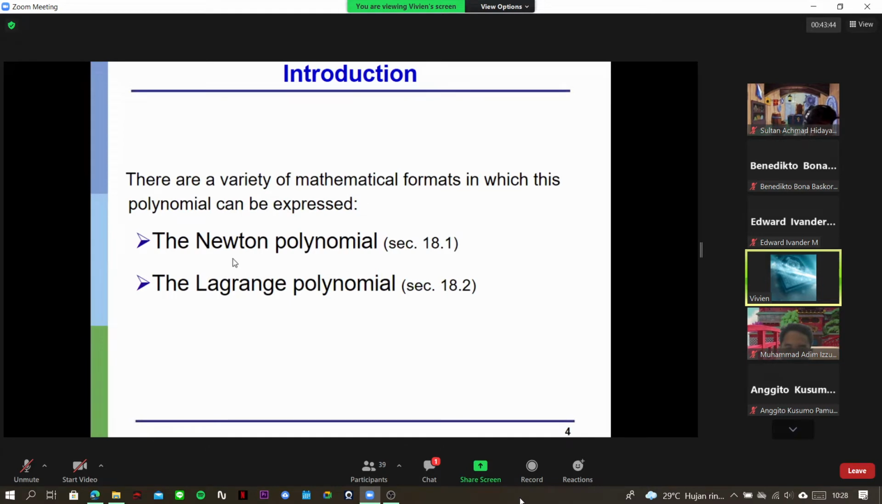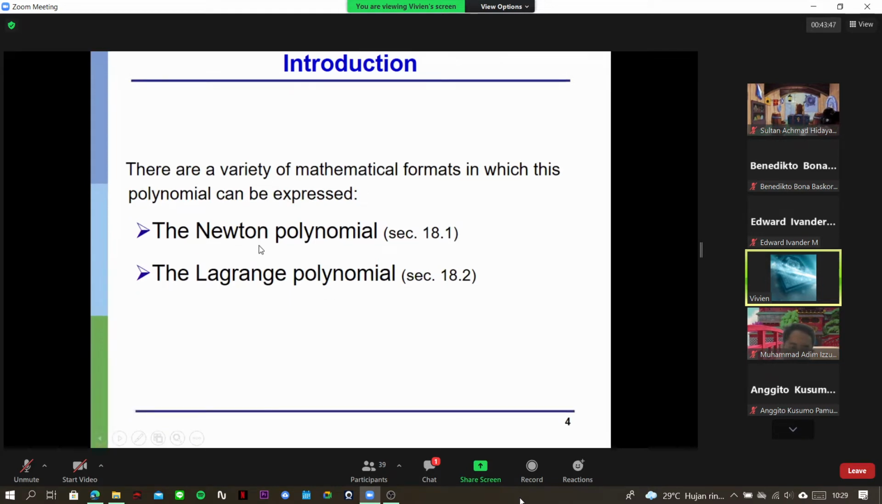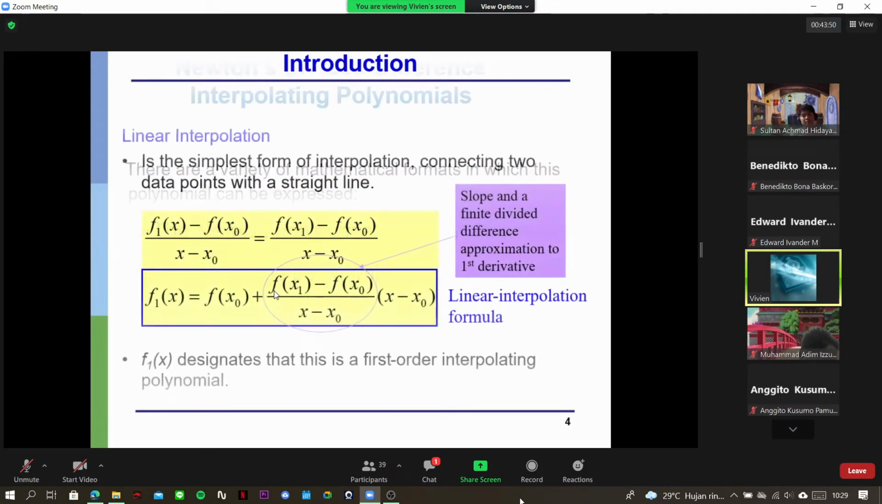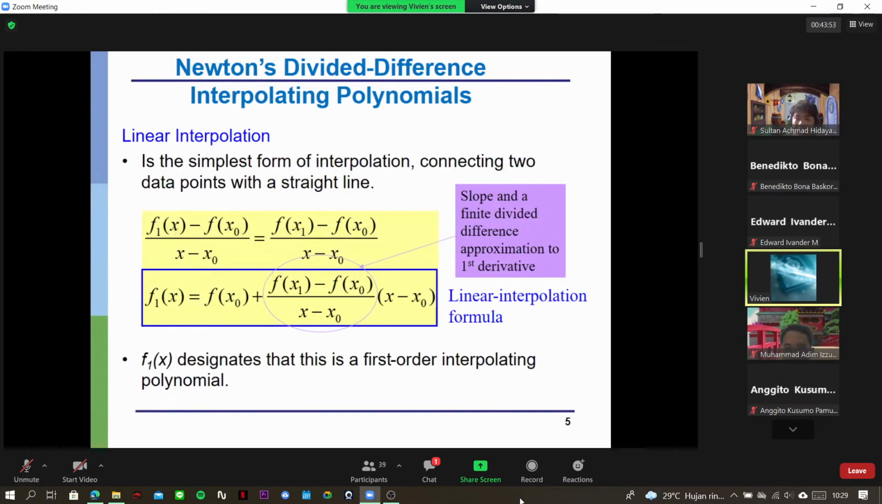We have the Newton polynomial and the Lagrange polynomial. We will look at the first method, which is the Newton polynomial, or Newton's divided difference interpolating polynomial. When we have the linear line, it is very easy to get. We want to approximate a value, in which this is an approximated or interpolated value of a point x here. Because we approximate with the first order, we give a subscript of 1. So f1(x) minus f(x0) over x minus x0 will be equal to the slope between the point x and x0.